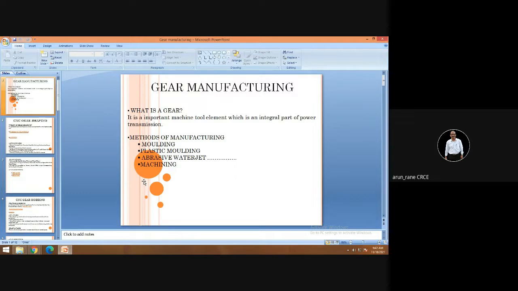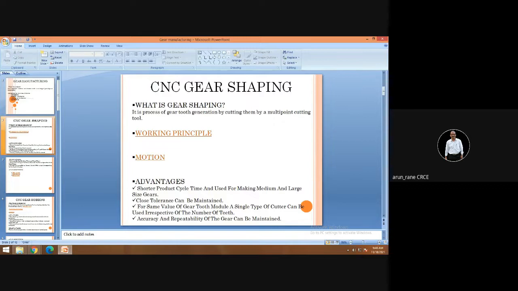Gear can be molded, that is, it can be injection molded. Gears can be cut by a milling machine, or it can be cut by a water jet machine also. Then this is the principle of gear shaping. It is the process of gear tooth generation by cutting them with a multi-point cutting tool.